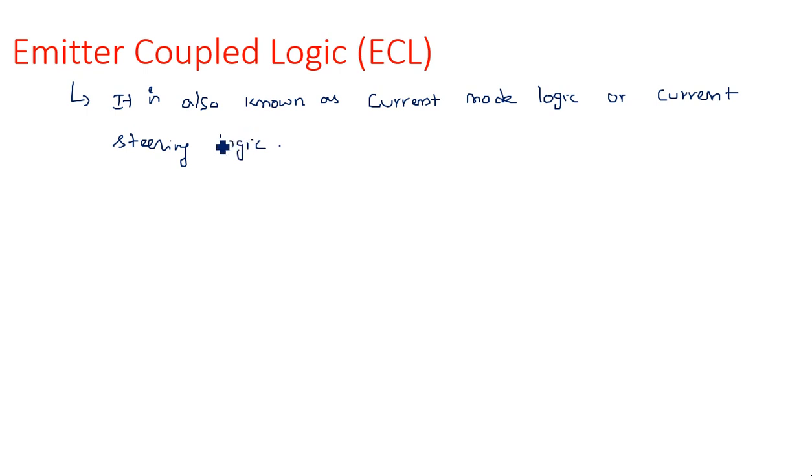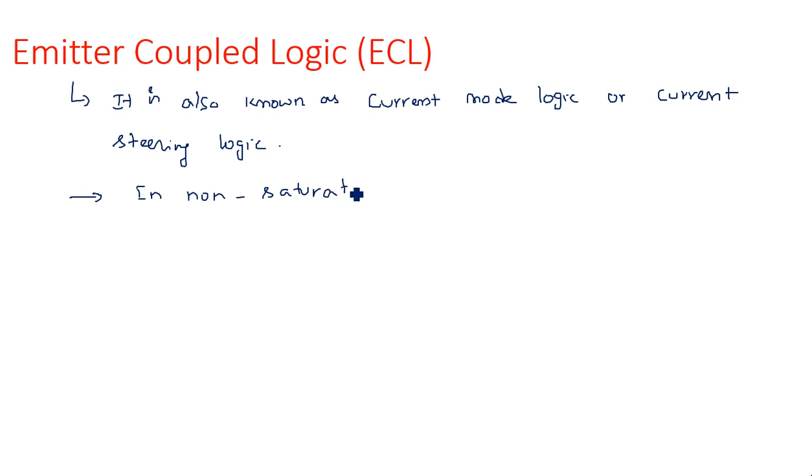ECL is a non-saturated logic. Previously we have seen that the TTL logic family mainly operated as a saturated logic family. Saturated logic means the transistors are completely on or completely off; we are operating at the extreme ends. Whereas in emitter coupled logic, we are operating in non-saturation logic.